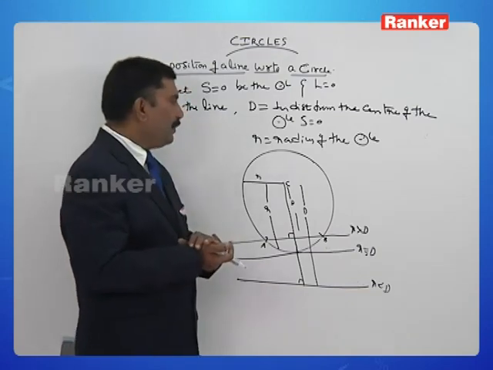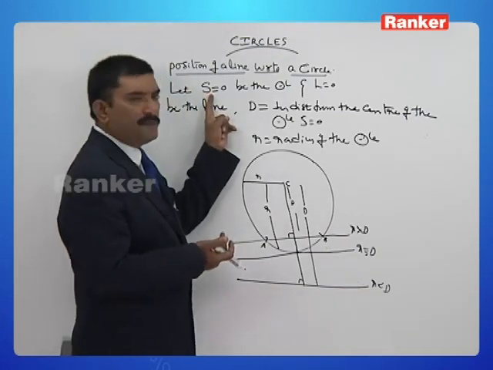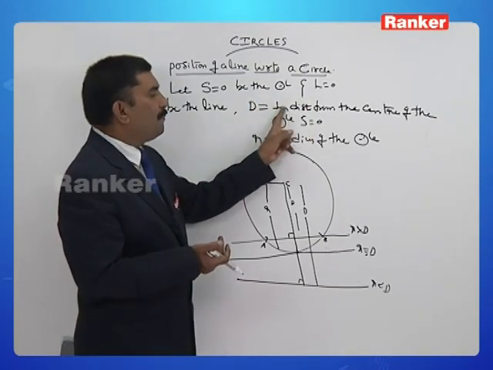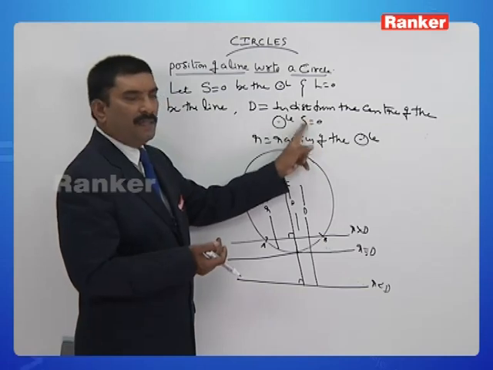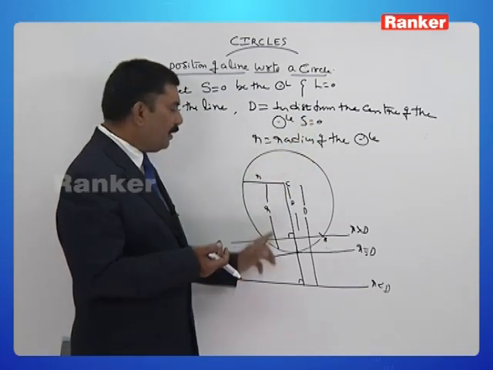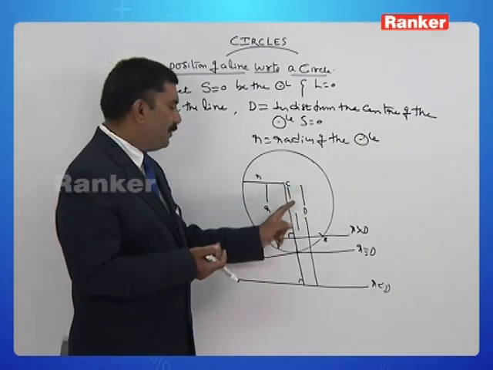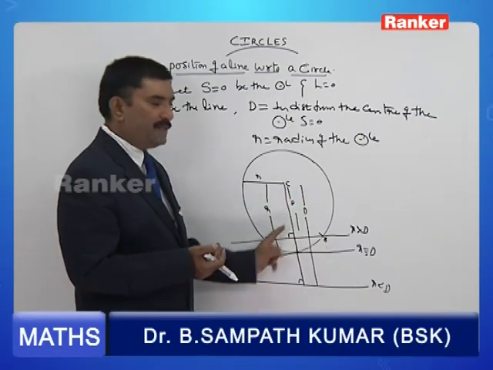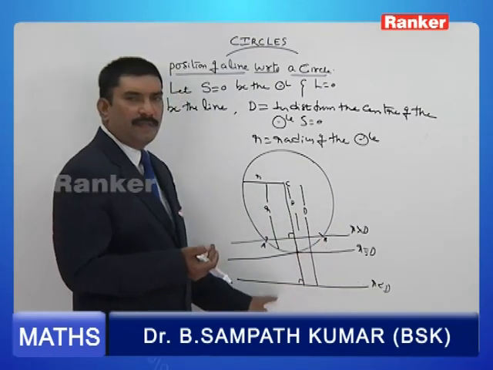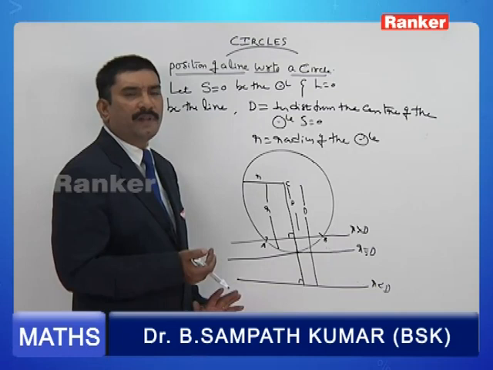Understood? So therefore, let S is equal to 0 be the circle, L is equal to 0 be the line, and D is the perpendicular distance from the center of the circle S is equal to 0, and R be the radius of the circle, according to the condition. So therefore, when it cuts in 2 points, R greater than D, when it touches, R is equal to D, when the line neither touches nor intersects, R less than D.